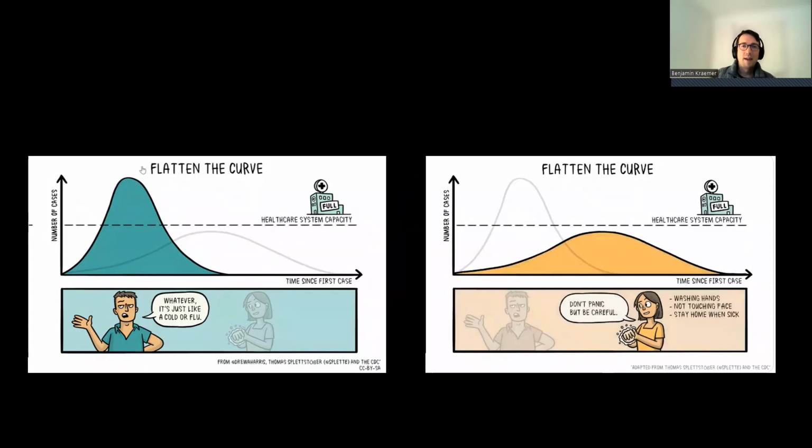So at the beginning of the pandemic, this idea of flatten the curve and this comic that I'm showing here that accompanied that idea really spread rapidly across media, social media, and became a kind of dinner table topic of conversation.